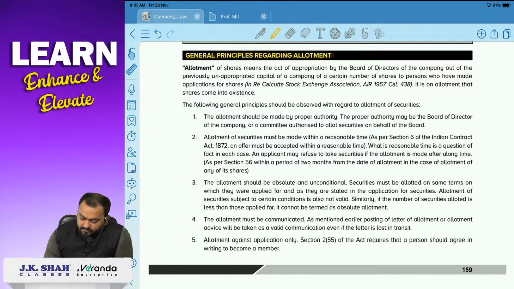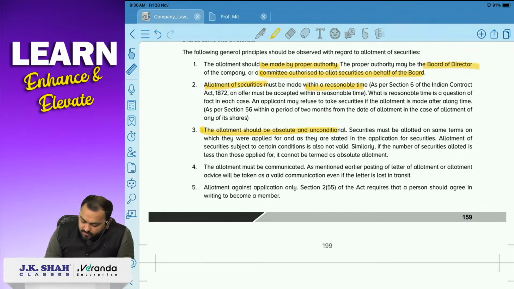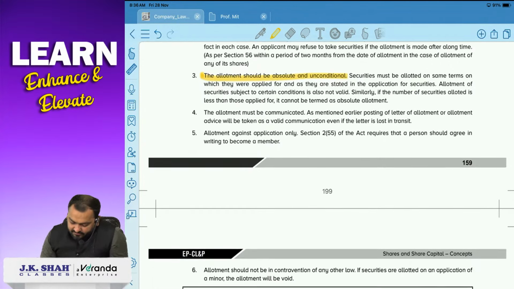Okay, yes, first point, what did we do? Who makes the allotment? The allotment must be made by proper authority, that is by the board or a committee authorized by the board. Then allotment must be made within reasonable time. What is that time? 60 days. And if it is not made, then what is the company to do? The company needs to refund the share application money. Then we did, allotment should be absolute and unconditional. Then allotment must be communicated. I told you, by letter of allotment or by share certificate.